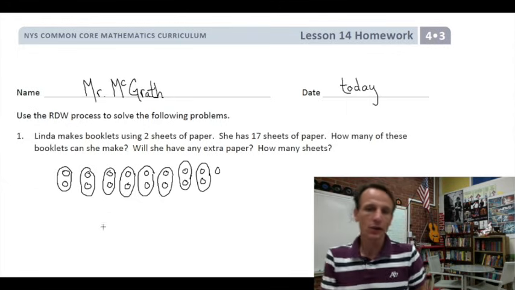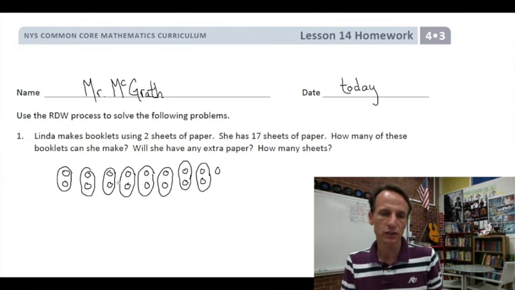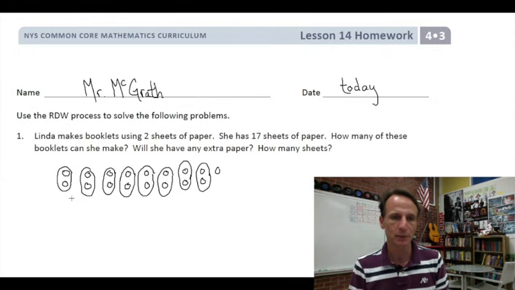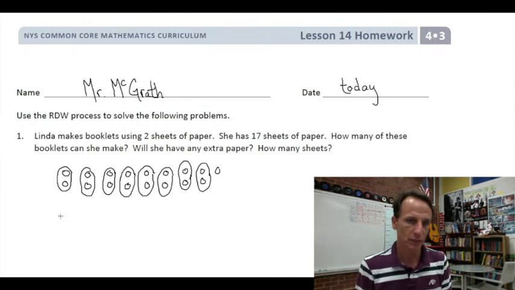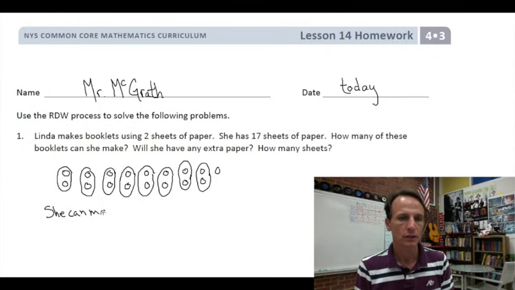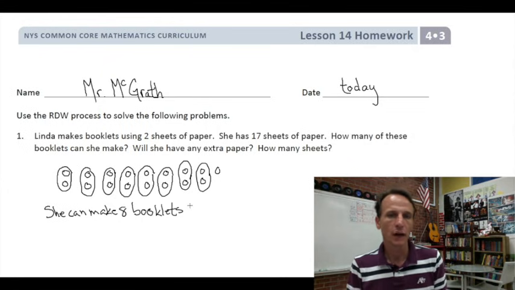Okay, so we read and we drew, and now let's see how many booklets she can make here. So we have 1, 2, 3, 4, 5, 6, 7, 8 booklets. So how many of these booklets can she make? She can make 8 booklets. Nice job, Linda. Who makes booklets? I don't know.